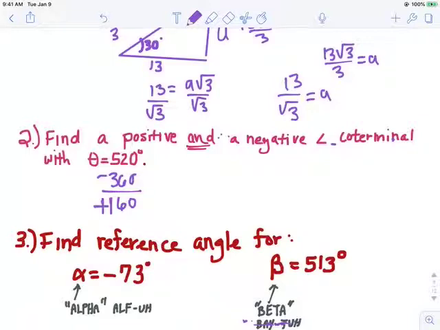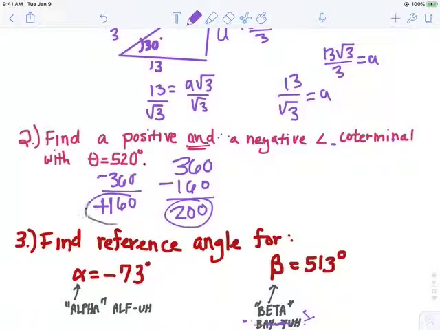For the other one, do you add it? Well, we want a negative one now, right? Yeah. So then you do 360 minus the 160. Then it's 200. So then you have positive 200. Or wait, negative 200 positive.